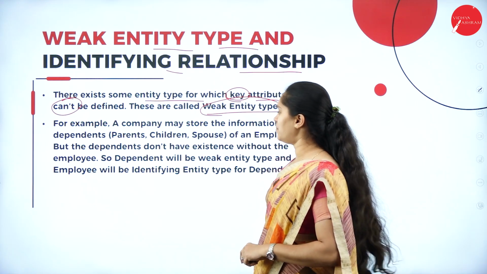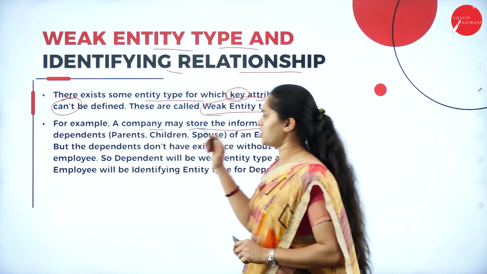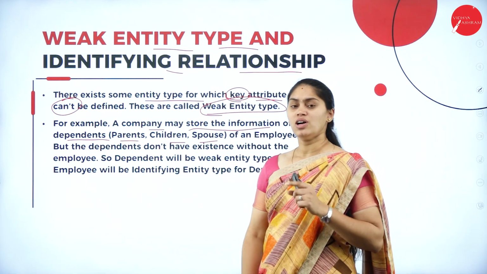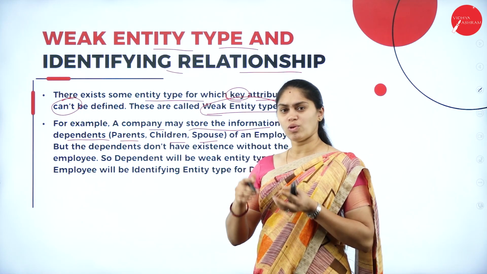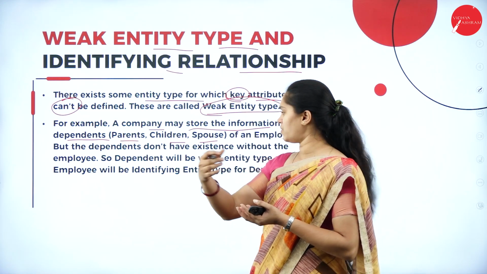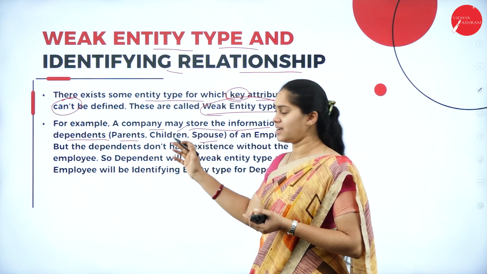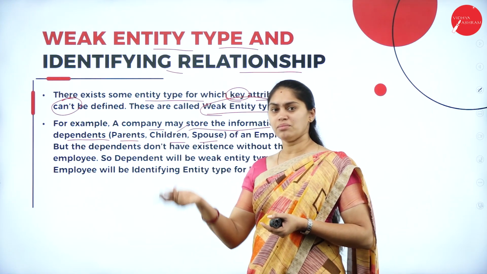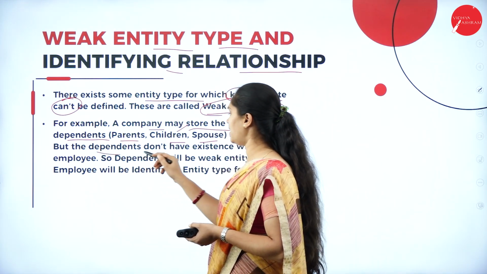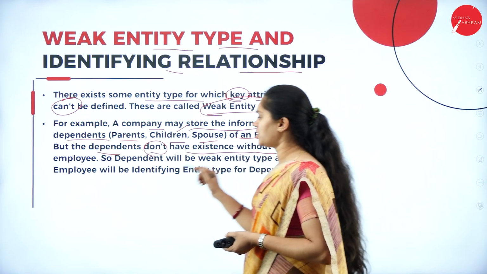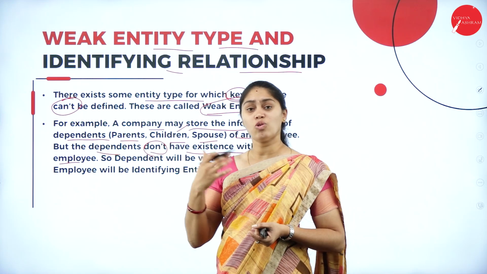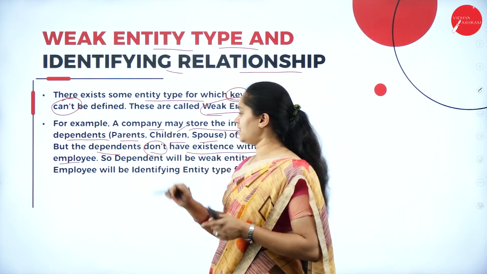Take the example of a company, which may store the information of dependents, for example parents, children, spouse. So they are building a relationship. What is the relationship of this person? Whether he has a spouse, children or parents. These people represent dependents of an employee. But the dependents don't have existence without the employee. So a spouse, children or parent won't be recognized without this employee.